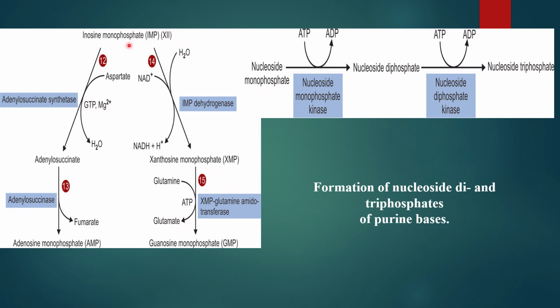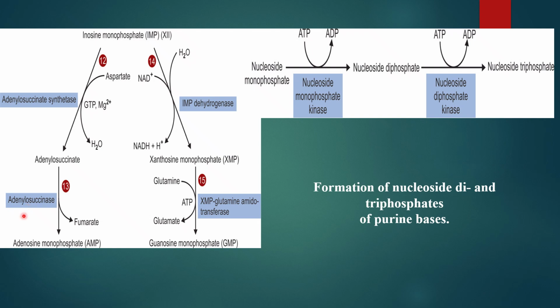Then further, IMP is the mother purine. From this, there is further conversion to other nucleotides like AMP and GMP. So we'll see it here. IMP in the presence of aspartate, there is the enzyme adenylosuccinate synthetase. One GTP is utilized here and it is converted into adenylosuccinate. Then further in step 13, the adenylosuccinate is converted into adenosine monophosphate with the loss of fumarate.